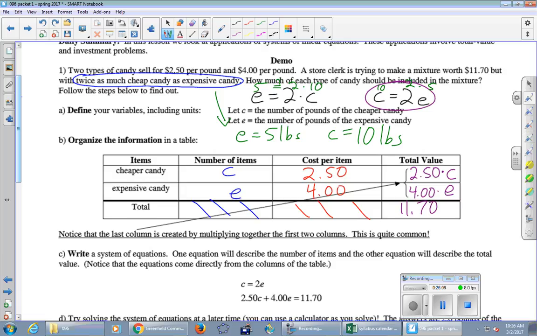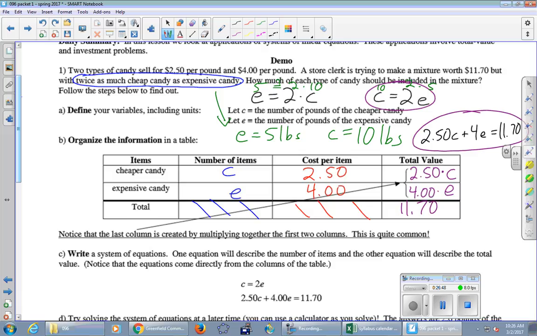The other equation you get from this last column right here. The total value is $11.70. That comes from the value of the cheap candy plus the value of the expensive candy. So 250C plus 4E is equal to 1170. That's just reading the last column. And those are your two equations.